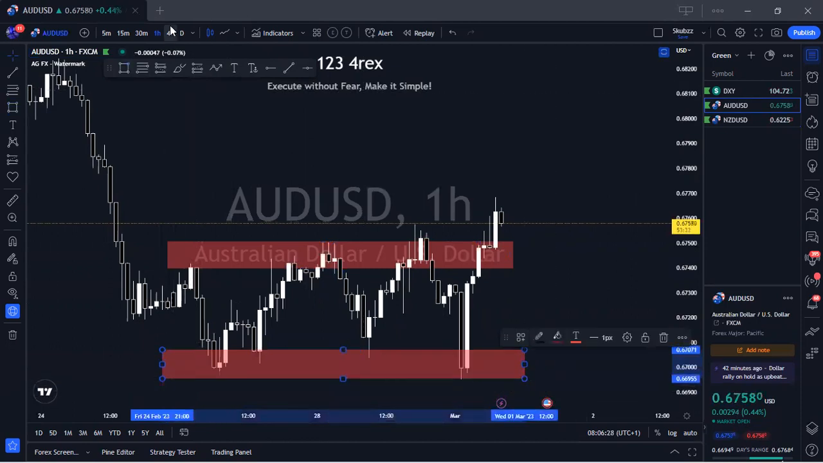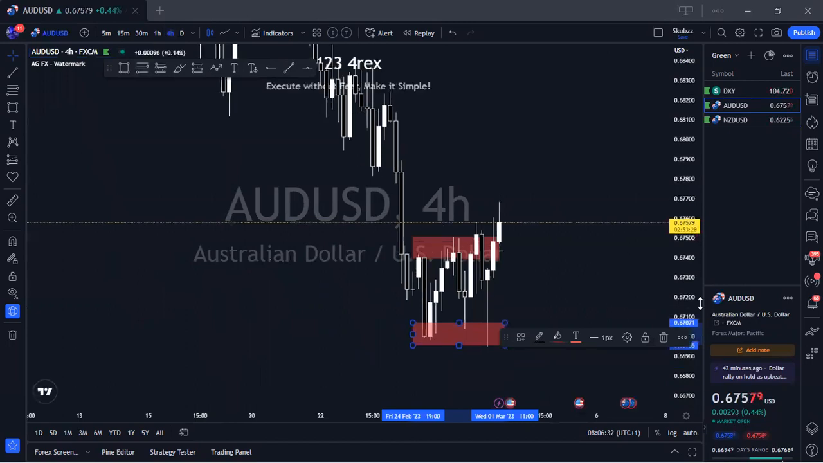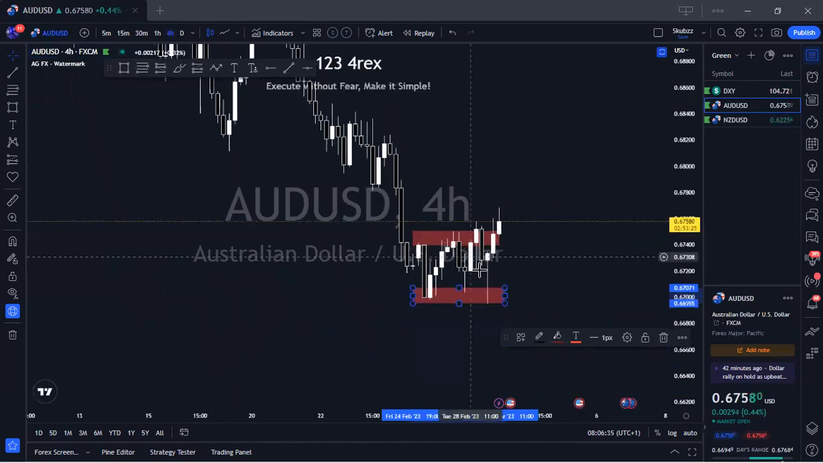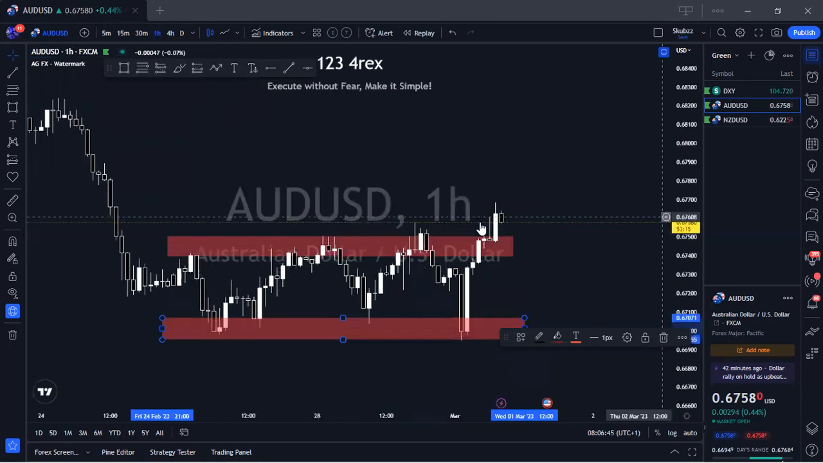Let's go to the 4H. I was expecting that as AUDUSD broke above, it would have shifted structure, but up to now it has not. Even on the 4H, you can see that evidently we're still inside this range. So just leave it alone for now and see how it plays out. For now, there's nothing really on AUDUSD. Is there any other pair you guys want us to take a look at?